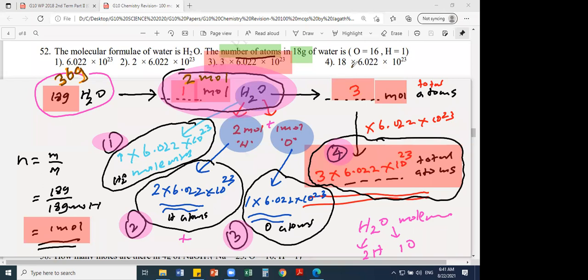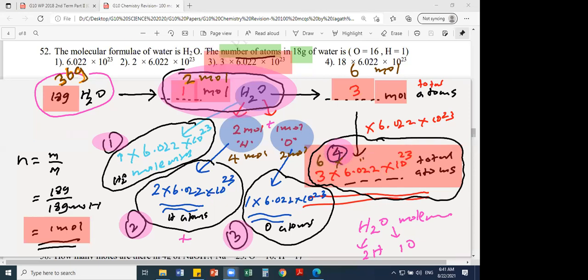2 into 3, 6 moles of atoms total, because hydrogen atoms will be 2 times 2, 4. Then it is more complex. 4 moles of hydrogen. Oxygen will be 2 moles. 4 plus 2, 6 moles. Then you have to multiply 6 by the Avogadro constant. Do you get it now?